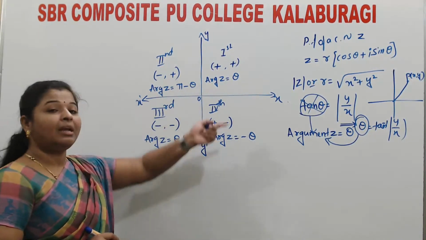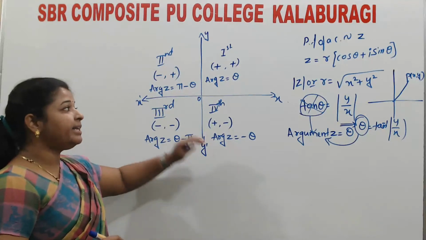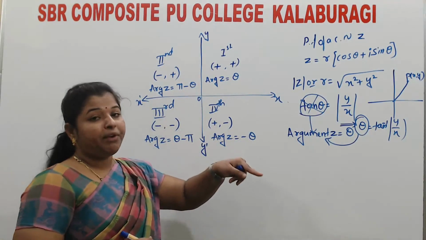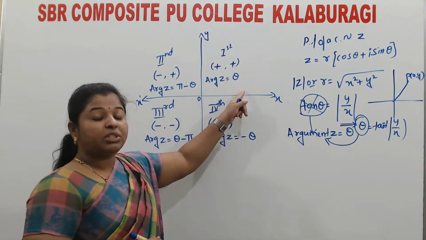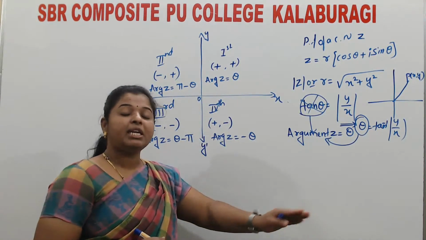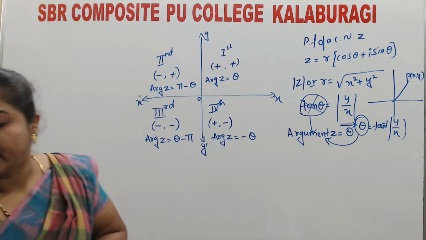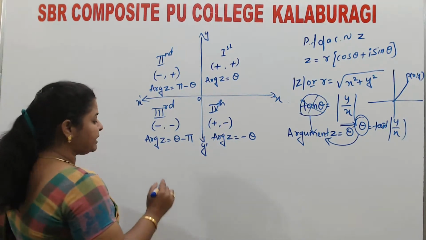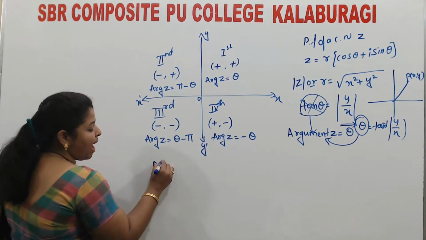We have to remember these things. First, finding the value of theta. Next, what we have to check? We have to check if theta lies in between minus pi to plus pi or not, right? Minus pi to plus pi means principal value.